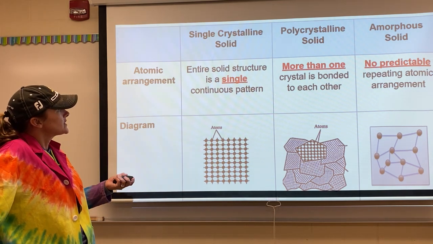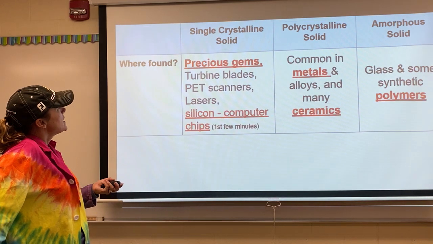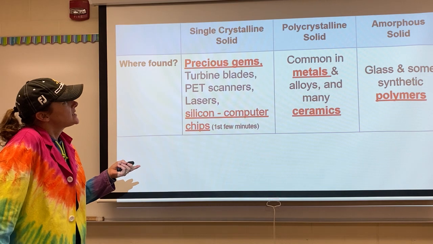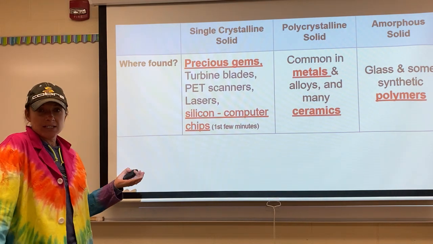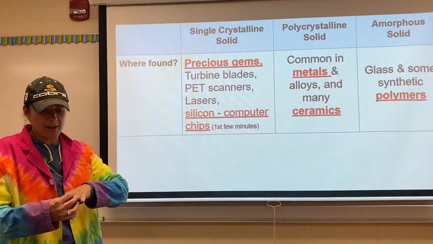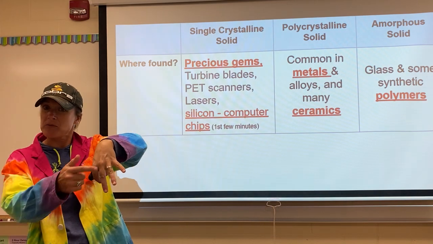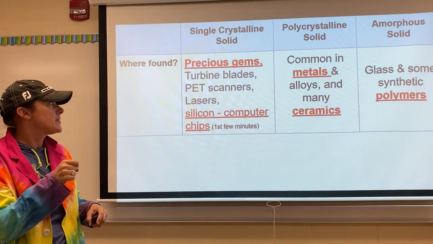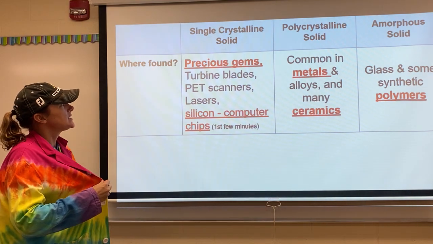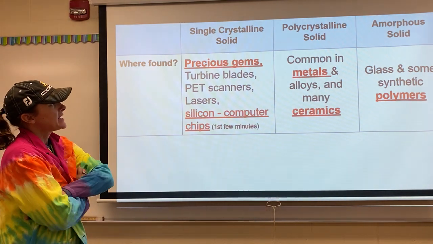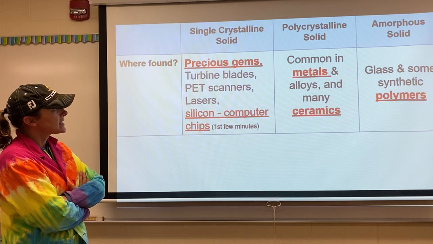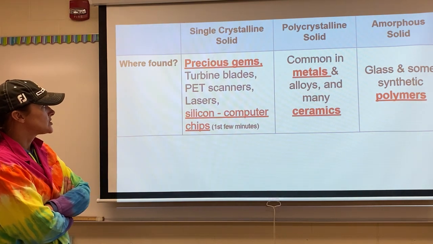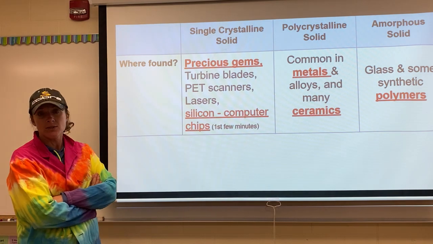Okay, so we got some pictures that are already in your notes. Where do we find these? So the single crystalline solid, precious gems. So, you know, boys, when you finally find that one and only, and when you give them the diamond, that diamond is a single crystal that has been created. Turbine blades have these. PET scanners, lasers use single crystals. Silicon chips, so computer chips use single crystals.